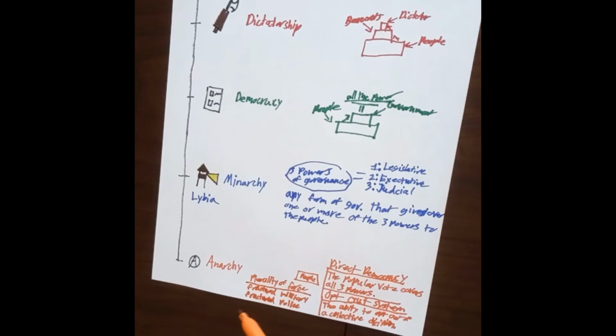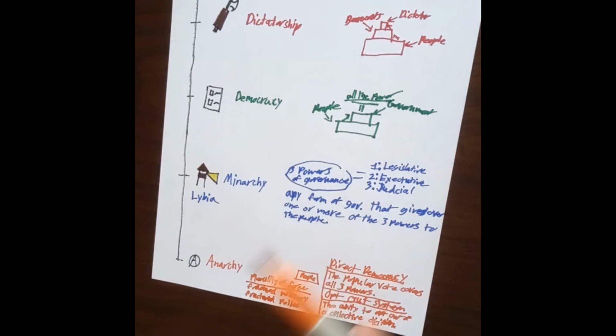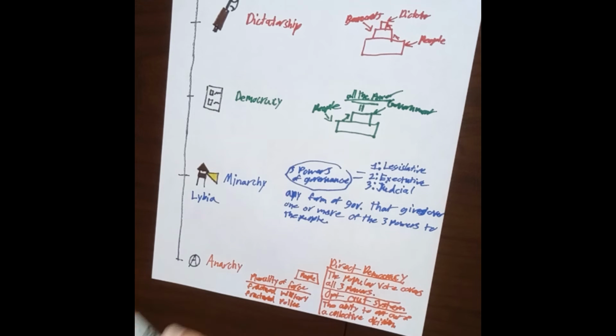Under anarchy, there are no rulers. It is just the people. The people have either the most power or all the power. Ideally, the people would have all the power. Typically, that is done through direct democracy, where the people gain all three of these powers. They gain legislative power, which means they have the ability to make laws. They gain executive power, which means they have the ability to say which laws should be enacted. And they have judicial powers, meaning they have complete control over who gets sentenced and what their punishment is.